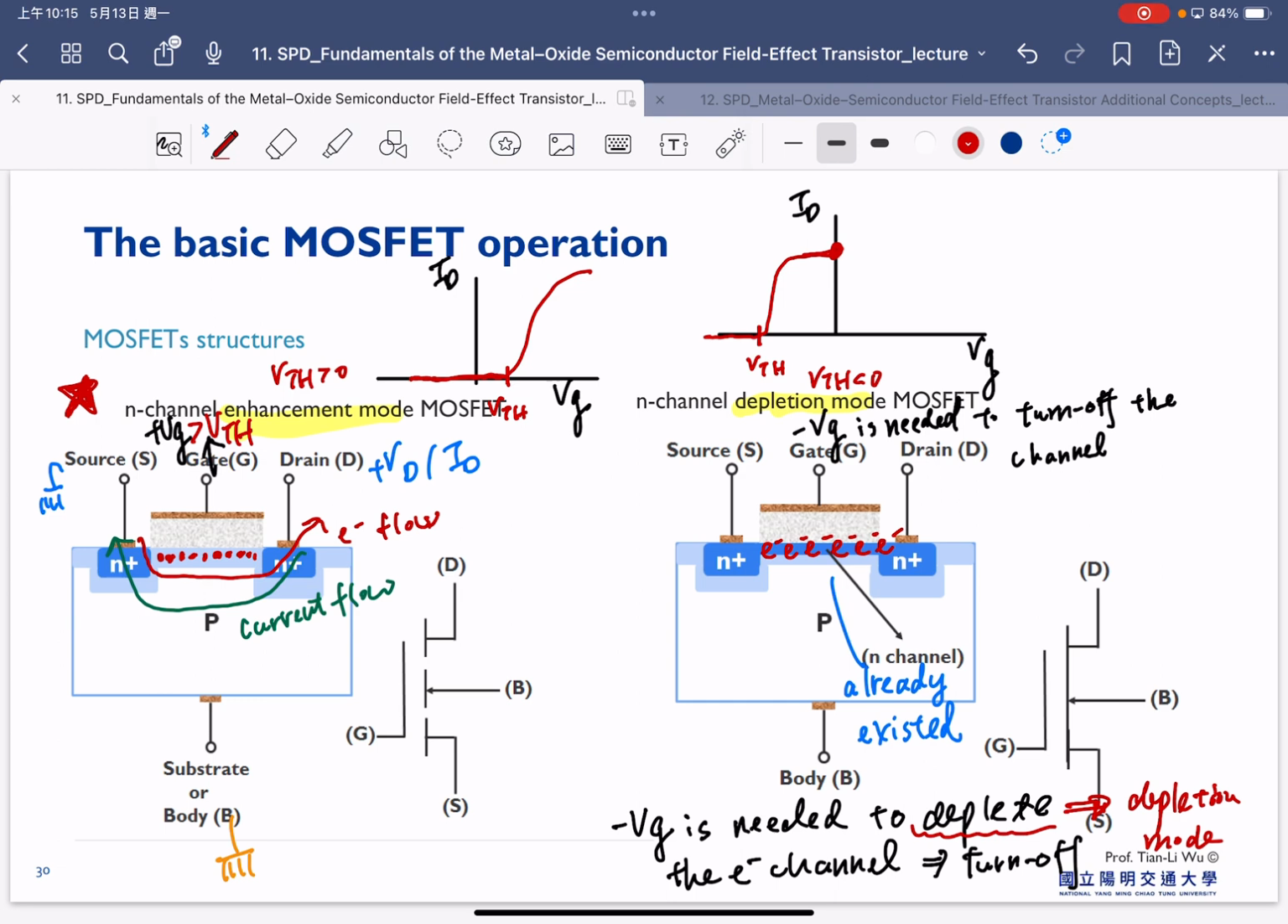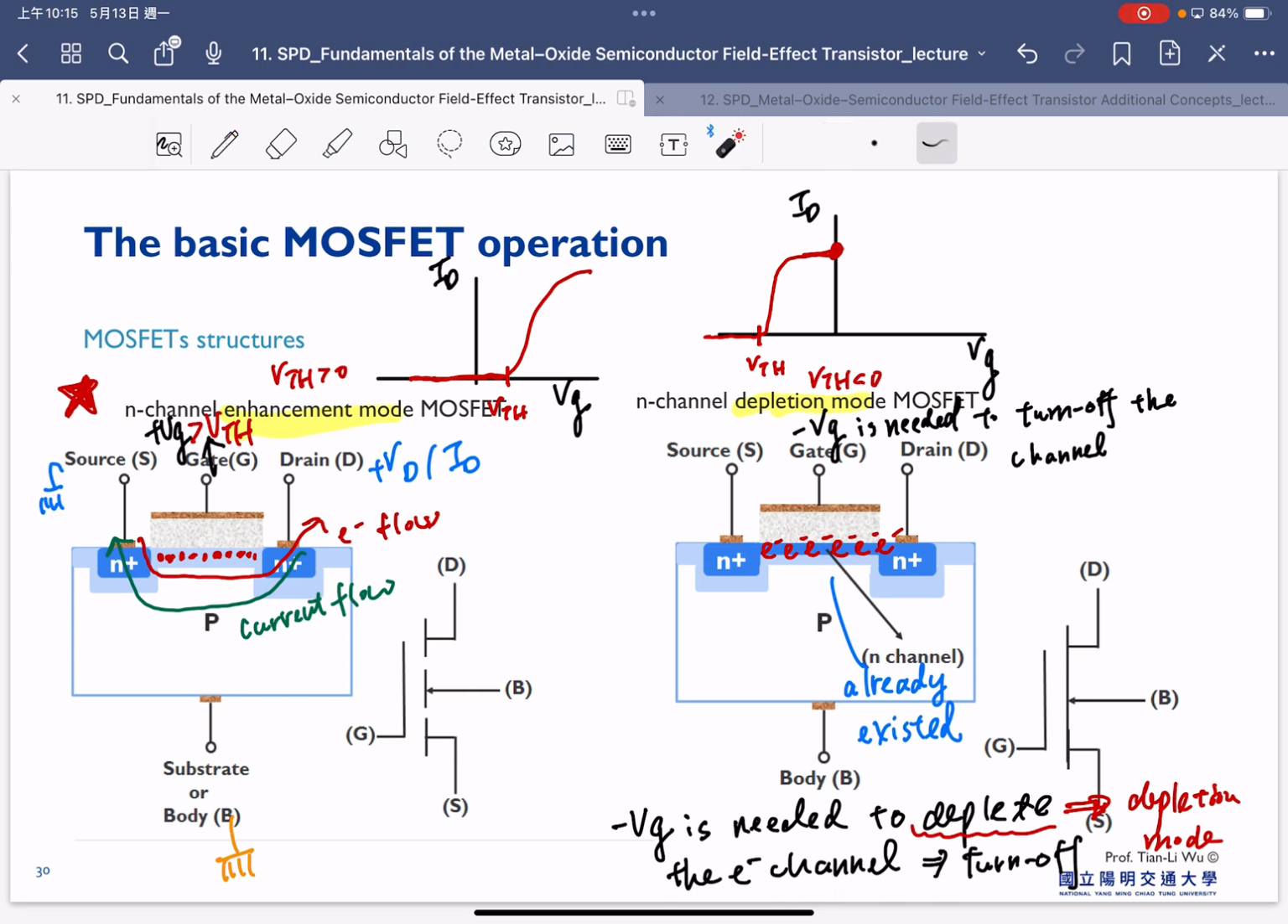So the enhancement mode is the main architecture, the main device we use in reality. However, in certain special technology, especially related to III-V, like the case of gallium nitride, it is very common to have a depletion mode characteristic. This is because the channel is already formed in the beginning, even when there is no additional gate bias.